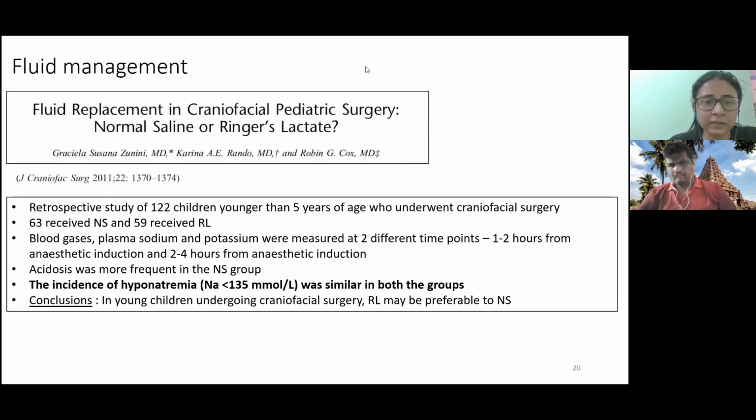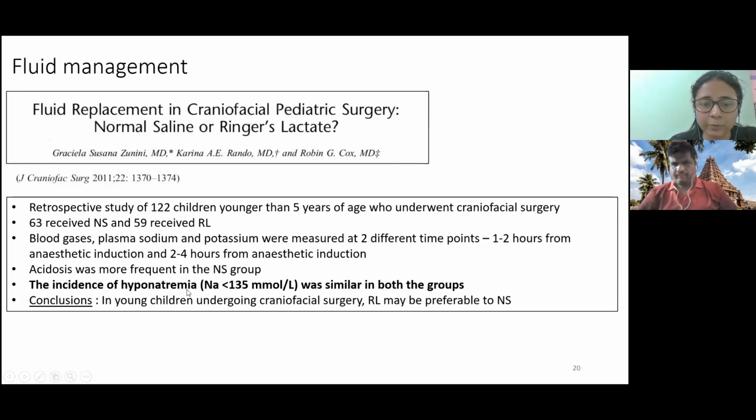This is actually the only study which I could find about fluid replacement in craniofacial pediatric surgery. This was published in Journal of Craniofacial Surgery in 2011. This was a retrospective study of 122 children younger than 5 years of age. 63 of them received normal saline and 59 received ringer lactate.